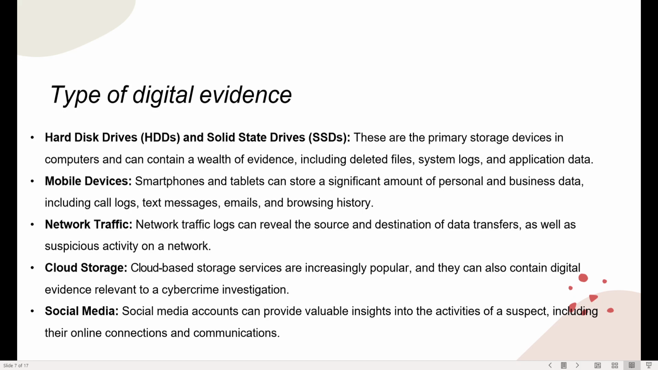Cloud storage based services are increasingly popular, and they also contain digital evidence related to cybercrime investigation. For example, most of the companies have their servers on cloud storage for better security. Social media accounts can provide valuable insights into the activity of a suspect.